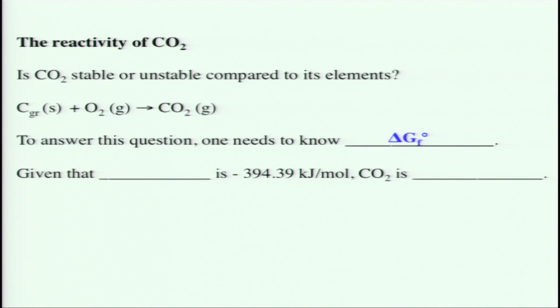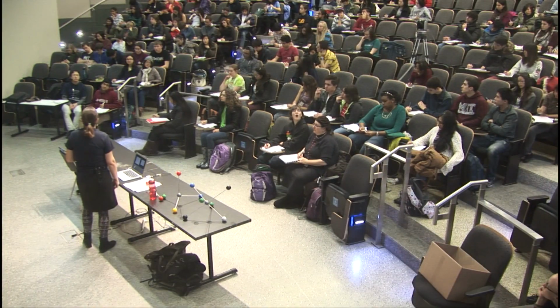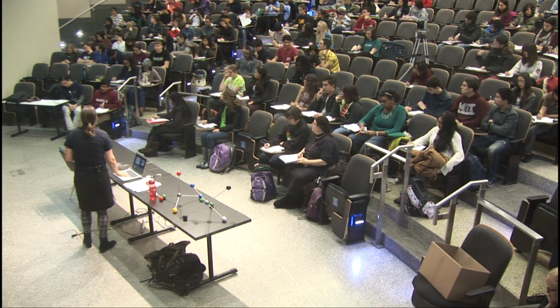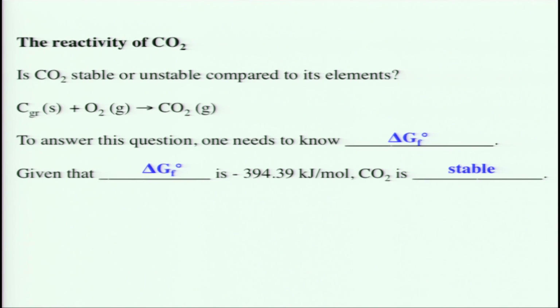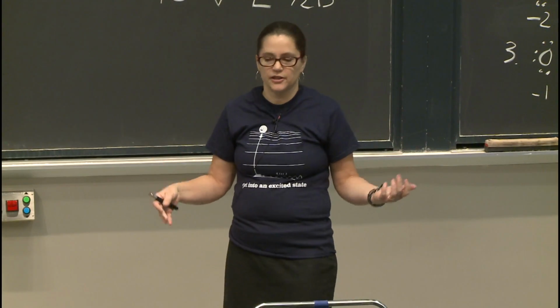So here, the delta G of formation of CO2 is a negative number. It's a fairly big negative number, minus 394 kilojoules per mole. So is CO2 stable or unstable? And you can just yell this out. It's not a clicker question. It's stable, right. So the way we're thinking about this is with delta G that's negative, it's spontaneous in the forward direction, which means it's not spontaneous in the reverse direction. So CO2 decomposing into its elements is not spontaneous. So that makes it a stable molecule.